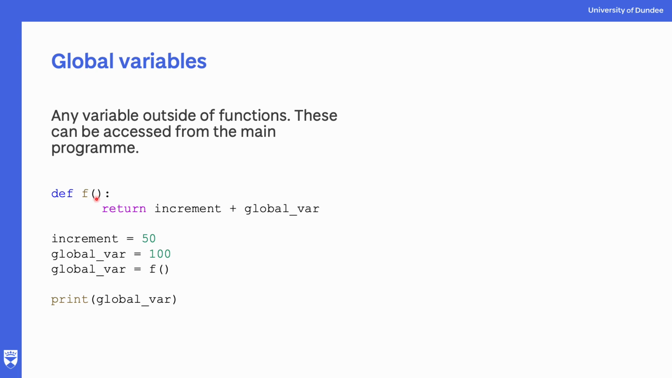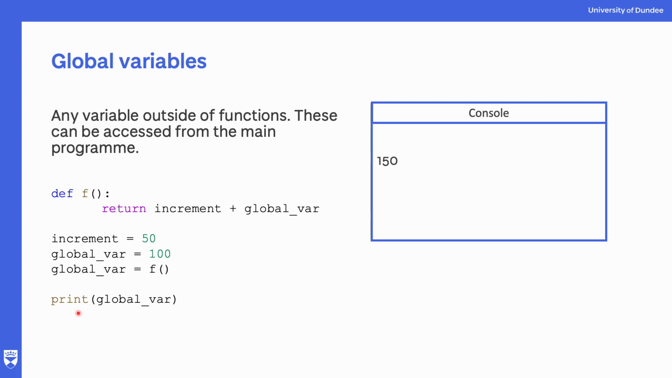But what that function is doing is it's returning a sum. It's returning increment plus global var. So it figures out that increment is 50, global var is 100, adds them together, so it's returning the value here of 150, and so the value of global var is now 150. So when I print global var, which has now been manipulated by code within a function, it shows 150 in the console.